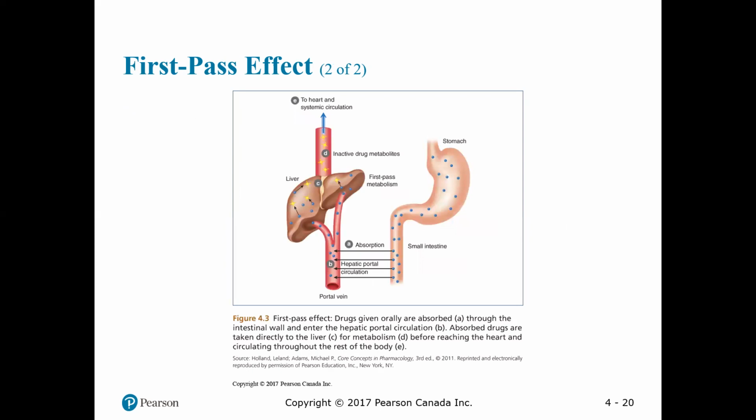In this picture, they're explaining that drugs given orally are absorbed. Number A: through the intestinal wall, and they enter the hepatic portal circulation. And number B: the absorbed drugs are then taken directly to the liver for metabolism before reaching the heart and circulating throughout the rest of the body. This is actually the first pass effect. Some drugs have a high first pass effect, and some drugs bypass the first pass effect.